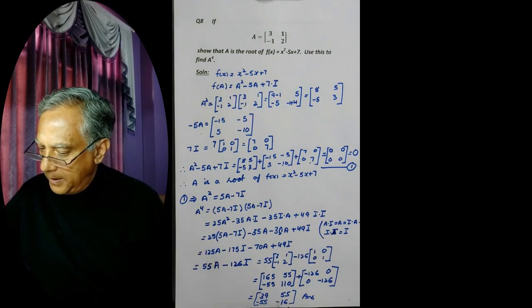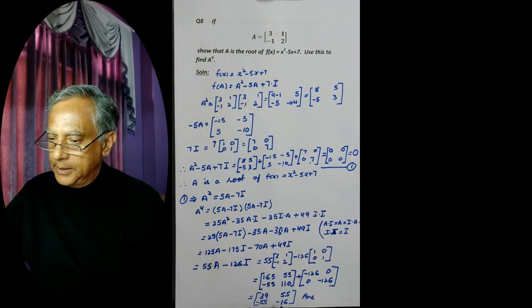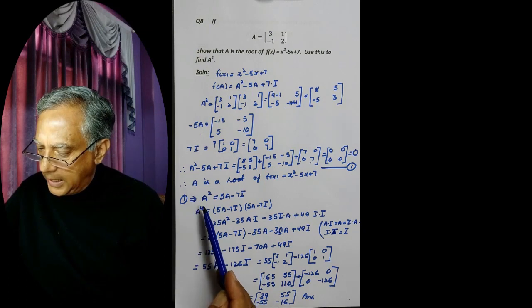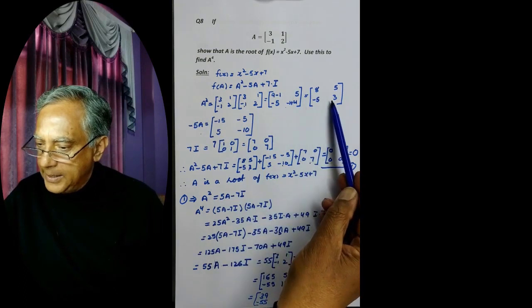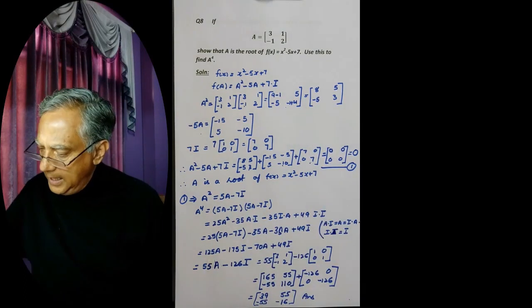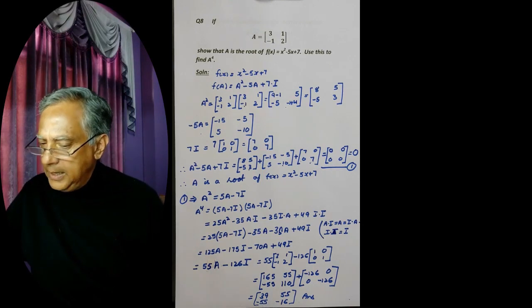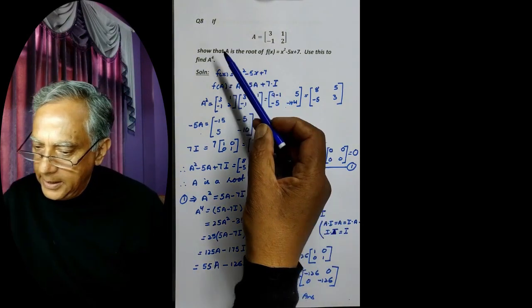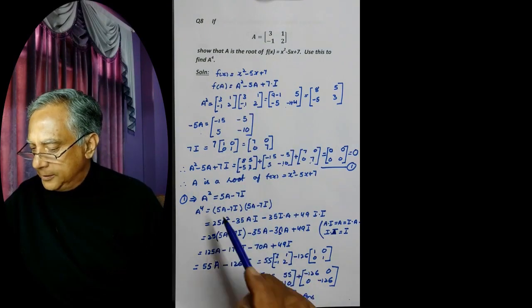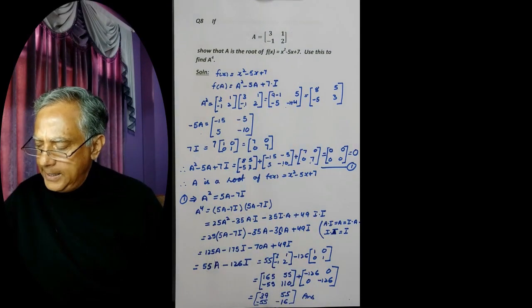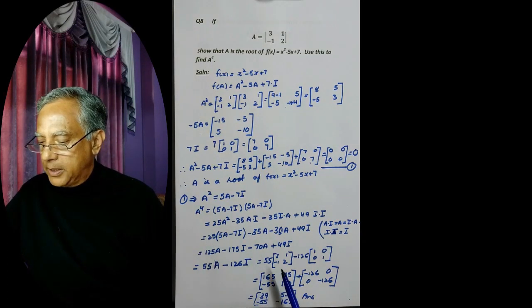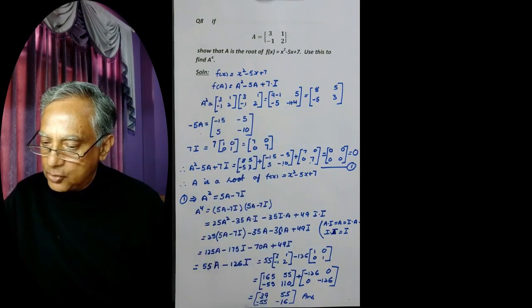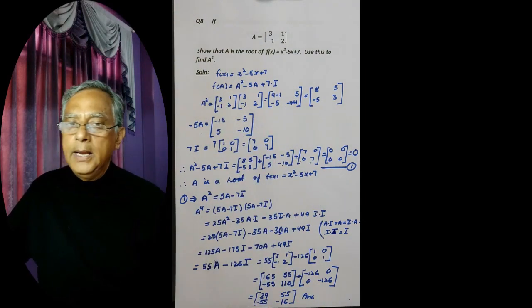So A to the power of 4 is this much. You can also directly find A4. Multiply A square with A square and get the result. And you will see that these two results are equal. But here in the question, we have to use this equation to find A4. So we have done it like this. But A square can be multiplied with A square and you can verify that these two are equal.